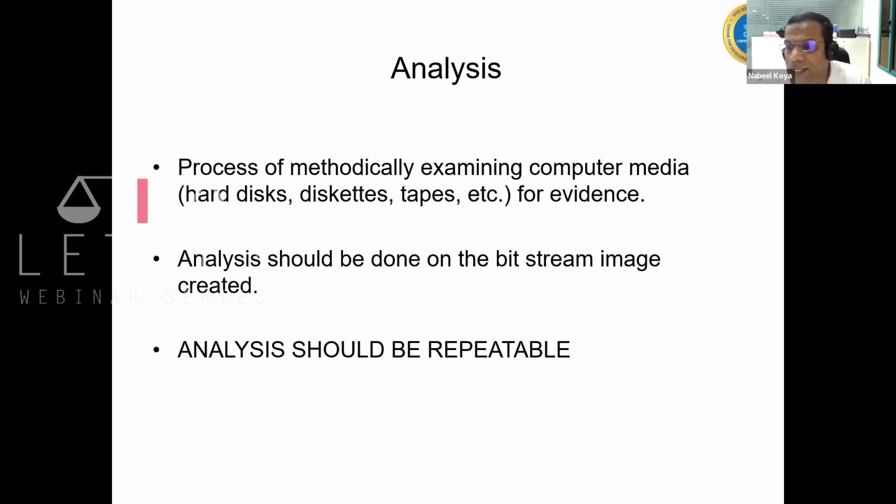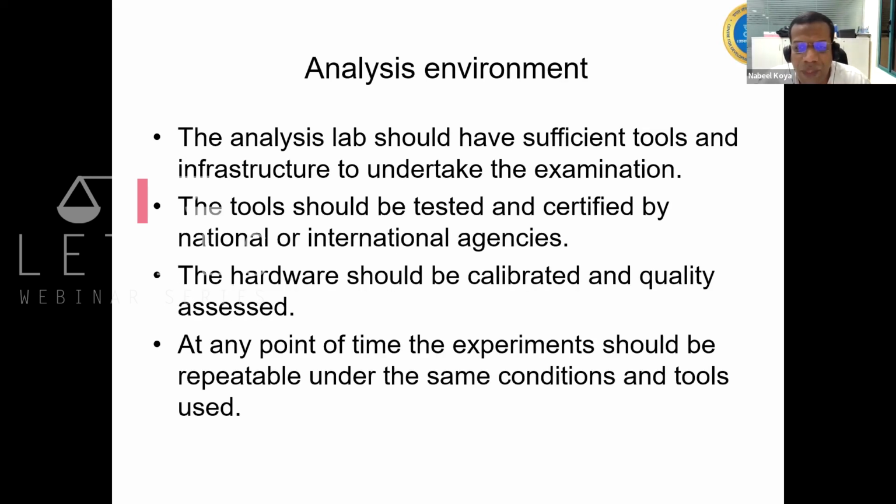Just as when you went for a corona test, you had an examination done, and then they redo the examination two or three times, and finally you get the same results. That means with any repeatable activity, you will get the same results. The analysis environment should have sufficient tools and infrastructure to undertake the examination. The tool should be tested and certified by national and international agencies. The hardware should be calibrated and quality assessed. It's just like any testing laboratory, your blood sample testing laboratory or your structural testing laboratory. Any testing should be in a repeatable fashion. Under the same conditions, you will be able to get the same results at a later point of time.